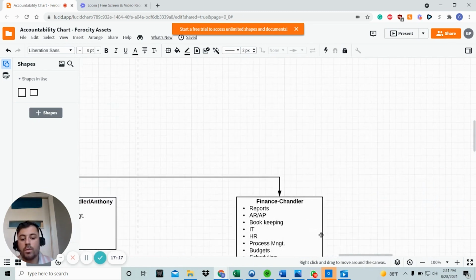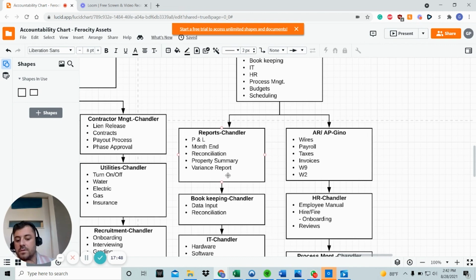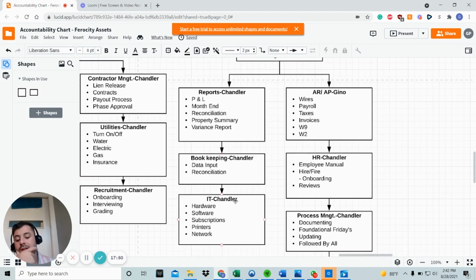And the final, most important one I would say, is Chandler here, right? Funny enough, I'm not even doing this either. Oh, taxes I am. But Chandler's in charge of all of our reports, our bookkeeping, our IT, accounts receivable, accounts payable, which we don't have much of in wholesale, but payable we do. Process management, budget, scheduling. So he's in charge of getting a P&L, month end reconciliation, which just means, hey, you've got to make sure we're not getting double charged on things. Property summaries, variance report, bookkeeping. He's held accountable. He's not doing all these again, but he's holding the people accountable that are.